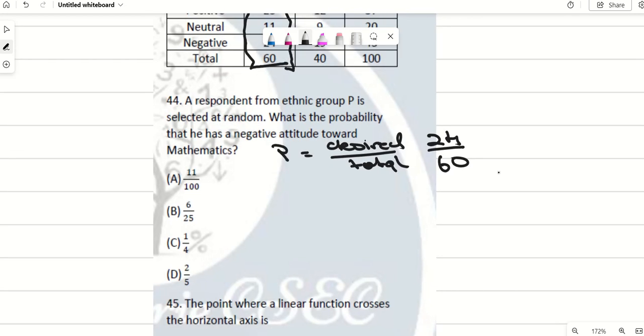They don't have that, so I believe that they reduce it. What could go into 24 and what could go into 60 all at the same time? 6 into 24 is 6 4s are 24, so it will be 4, and 6 into 60 is 10. So we have 4 over 10, and then we know 2 could go into 4 2 times, 2 could go into 10 5 times. So we know our answer is D, which is 2 over 5.